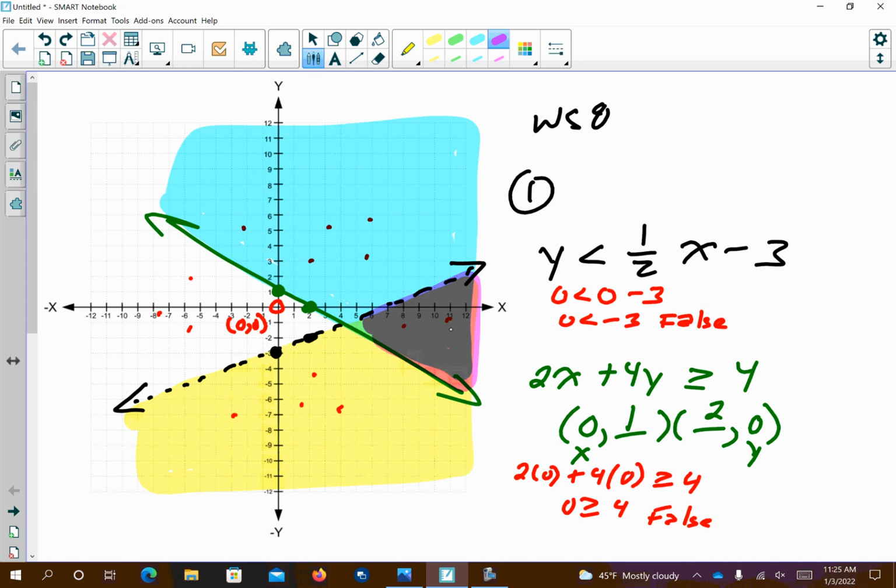Now, you don't have to necessarily shade and overlap like that. You can just figure out which region and shade that only region. So the blue and the yellow are not the answer. It's that grayish area. This gray area is our answer, where the pink arrows point.